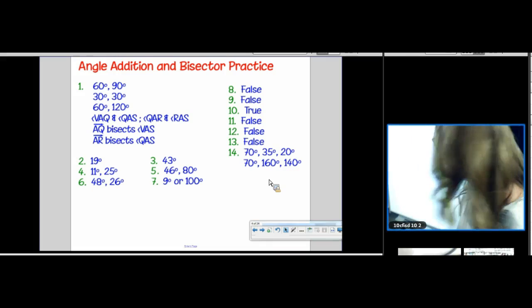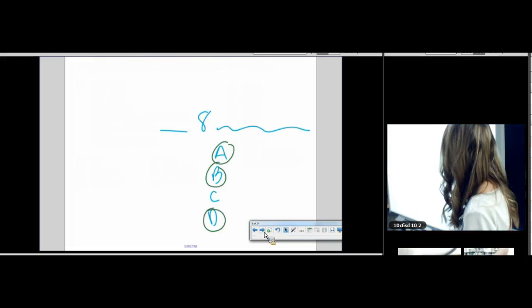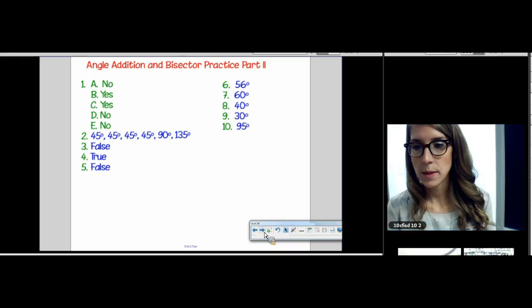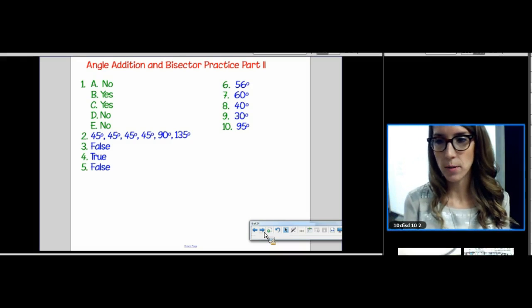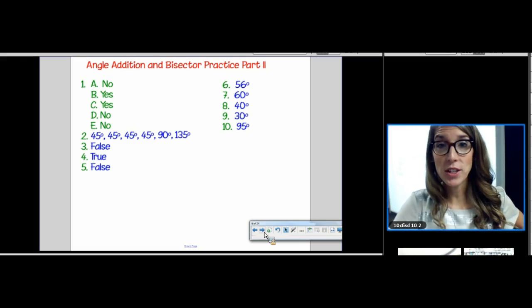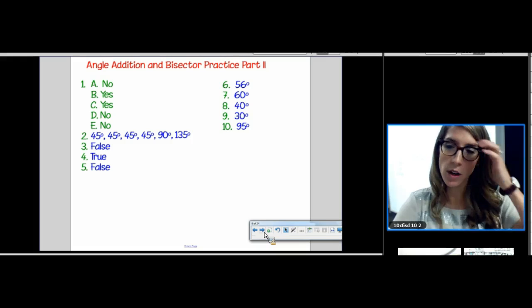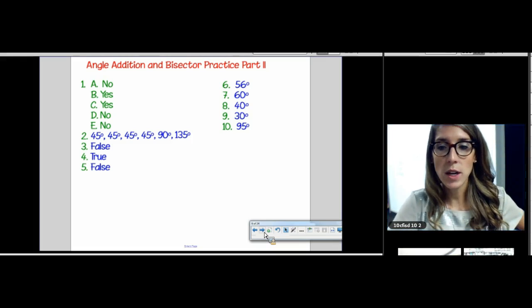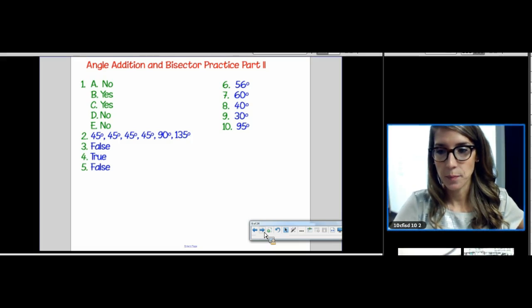All right, so I'm going to move on to the next one, which was last night's homework to be done after the assessment. Look how short it was. Short and simple. So hopefully you have your questions ready to go. Which ones do I need to work from, angle addition part 1 or angle addition part 2? This is what your quiz covers. It's angle addition and angle bisector.